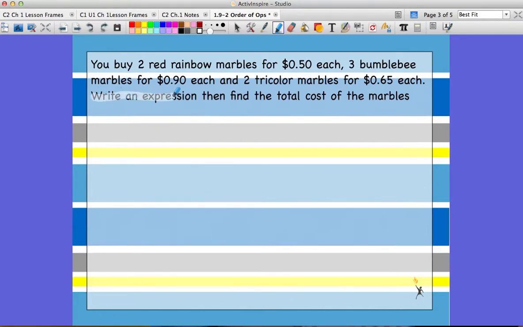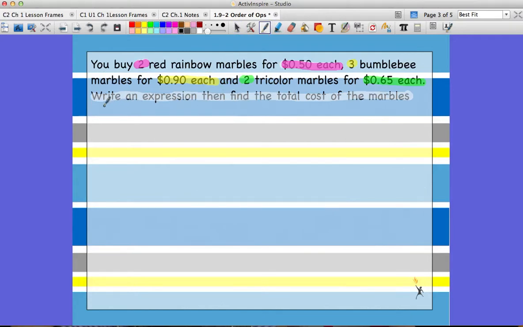So we know that the question is important. We also know that it's important that we bought 2 marbles for 50 cents each. Does it matter that they're the red rainbow marbles? Not really. And that's also important, and here's where different colors might come in handy. So 2 for 50 cents, now you have those together. And 3 for 90 cents each, you have those together. And 2 for 65 cents each.